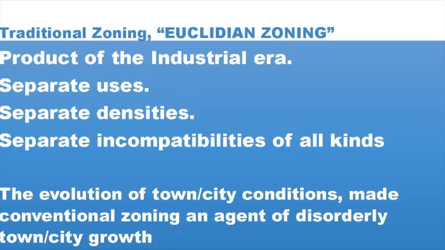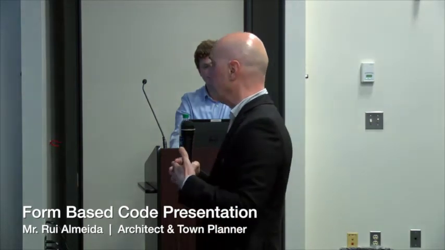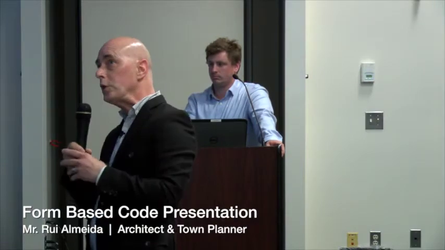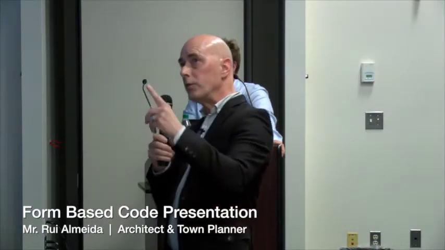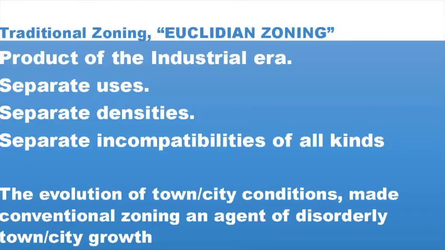And that was great in the beginning. But incompatibilities have to be worked out, not separated. That's too simplistic. Like human relationships, they don't work. They collapse and they collide most of the time when we don't work things through, correct? They fester and they die out. So the evolution of town or city conditions made conventional zoning an agent of this orderly town-city growth. I'm not going to talk much about that because we're going to see some pictures, right? And here it is. Back, oh, here we go.